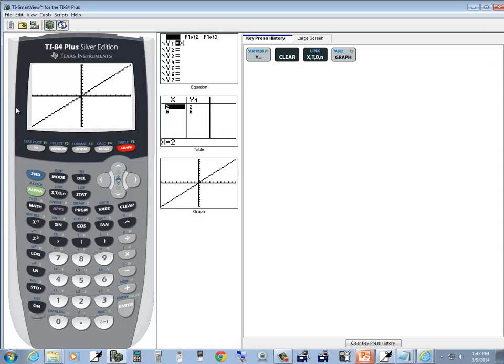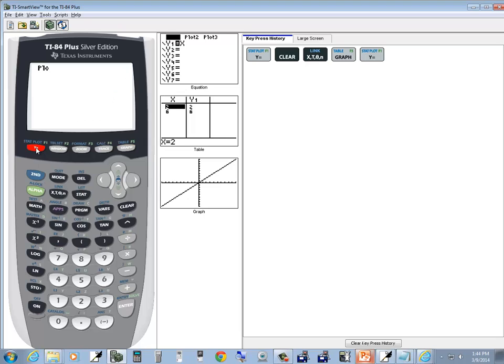Now you may have had trouble getting that. Say you got an error. I'm going to show you the ways to fix your graphing calculator when it gets an error. Now the steps I'm going to show you will fix probably 95–98% of all the problems you'll run across.